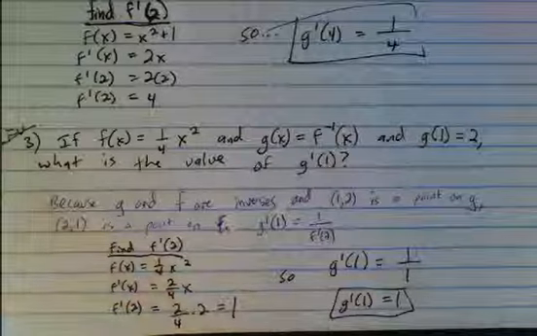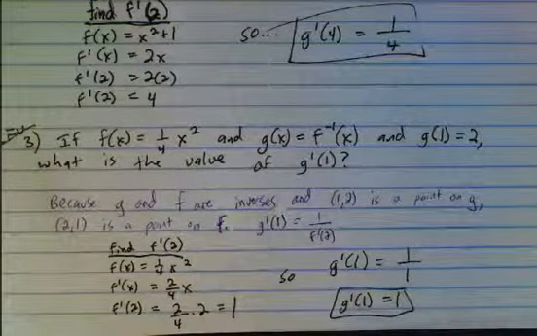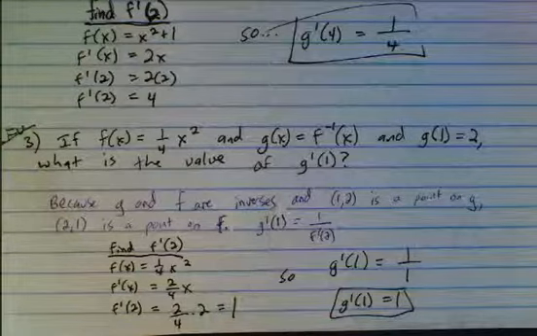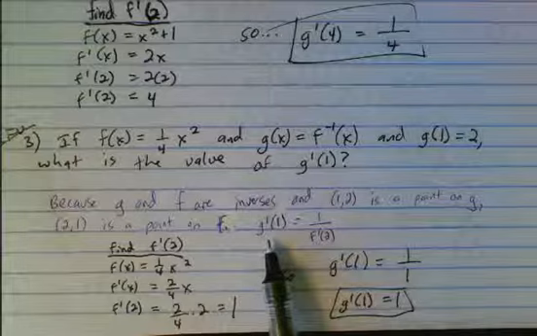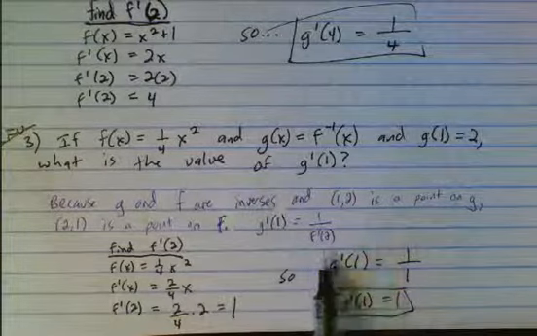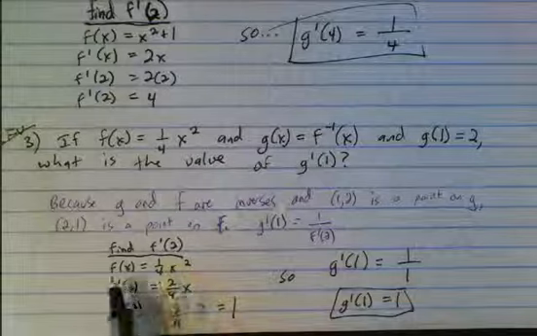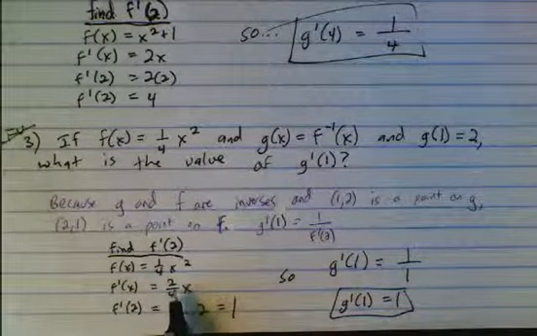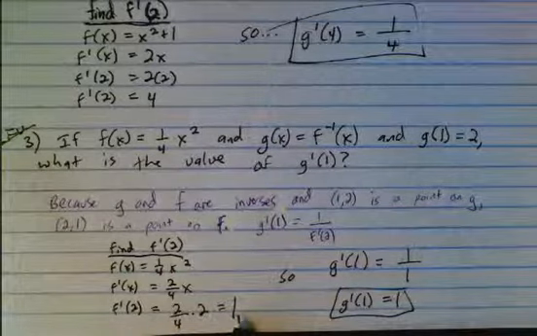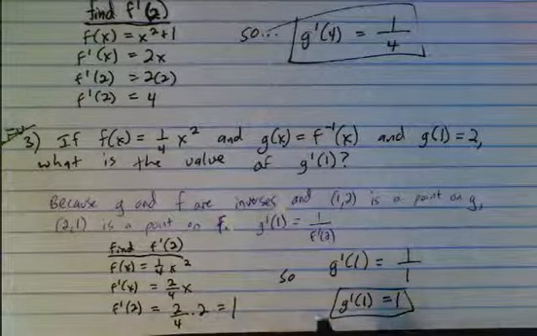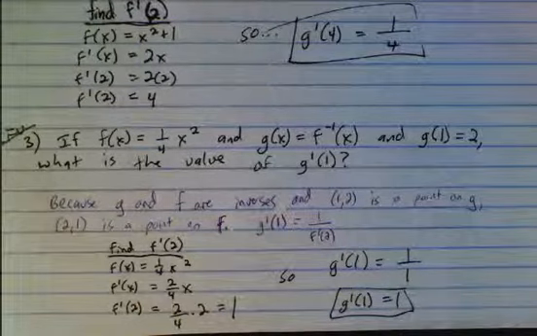Here's what I got. Because g and f are inverses, and (1, 2) is a point on g, that means (2, 1) is a point on f. So g prime of 1 is going to equal 1 over f prime of 2. We're going to find f prime of 2. So we start with this, and then we take the derivative, so that's 2/4 or 1/2 x. When we plug 2 in for x, we get 1. G prime of 1 is going to be 1 divided by that number, so 1 divided by 1. G prime of 1 equals 1.